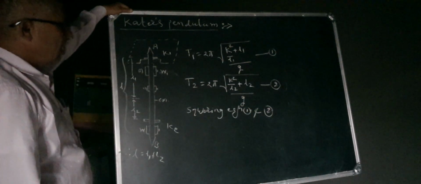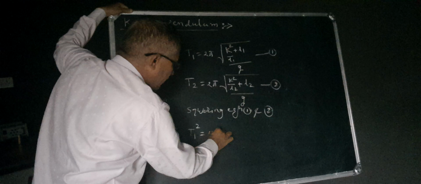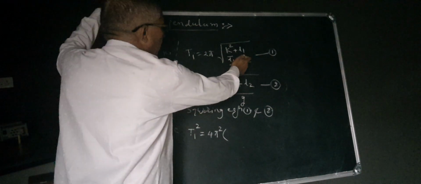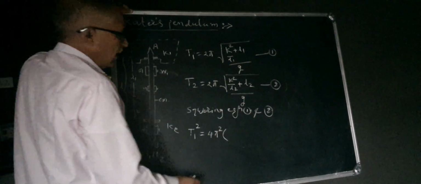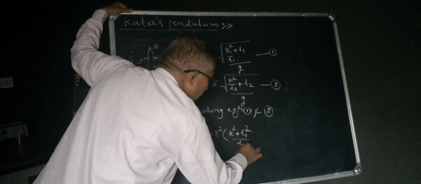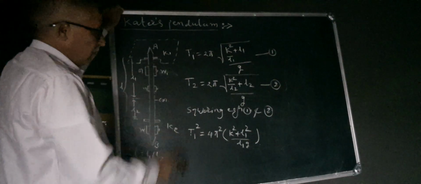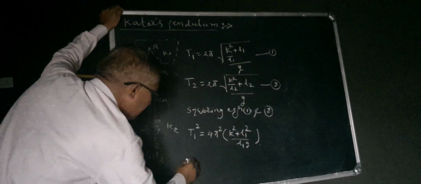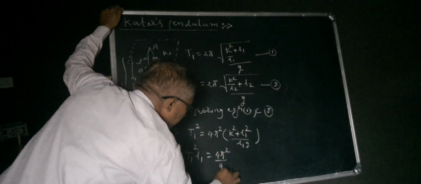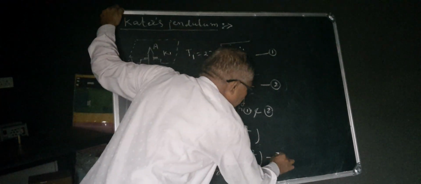If we square equation 1, then T1 square equals 4 pi square times (k square plus L1 square) upon L1 g, and this is the simplified form of equation number 1. Now this equation can be written as T1 square into L1 equals 4 pi square upon g into (k square plus L1 square). This is equation number 3.